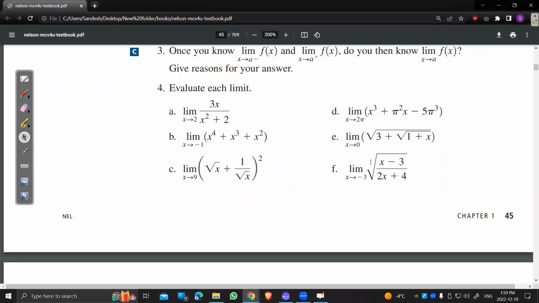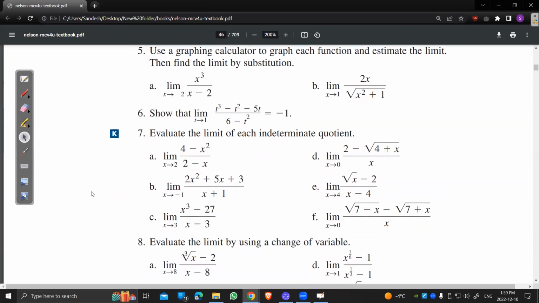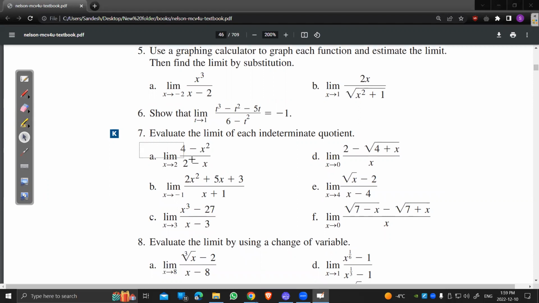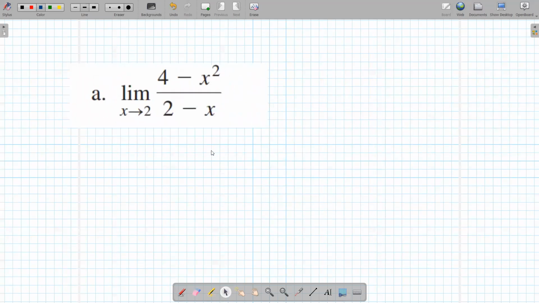Most of these are plug-in and chug. And that's what you're always going to do. Even if you don't know what it looks like, everything here is going to work out, I think, except some of these don't work out. Let's try one more. If you plug 2 in there, you get 4 minus 4, you get a 0 on the top, but you also get a 0 on the bottom. So this is a hole question. There's going to be a hole on the graph somewhere.